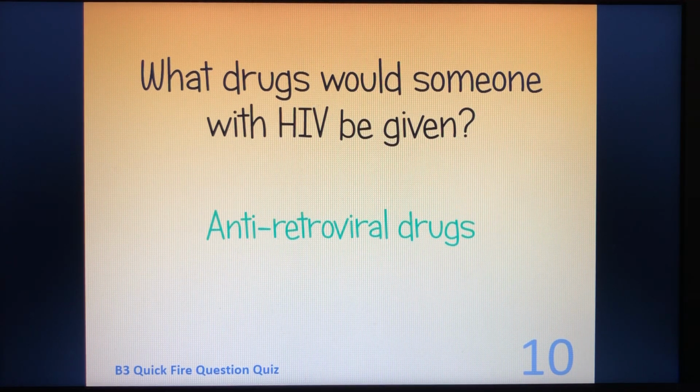Okay, HIV attacks the immune system, so it weakens the immunity, so the antiretroviral drugs try to stop that in its tracks. Okay, question 11.